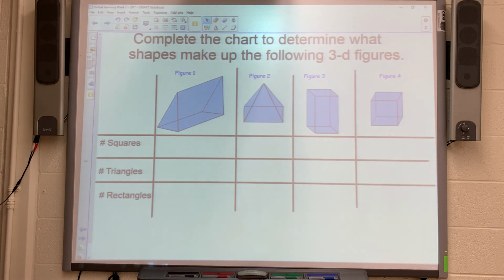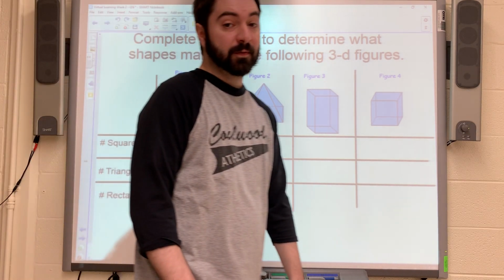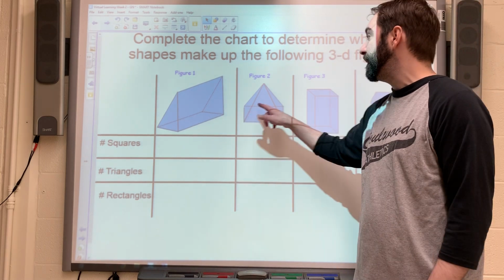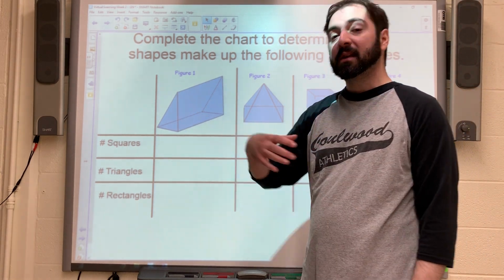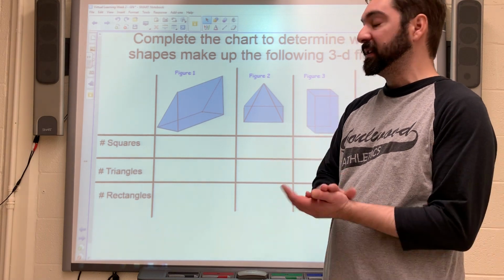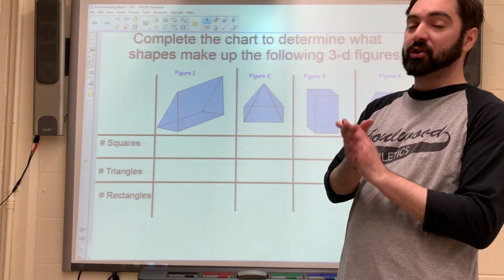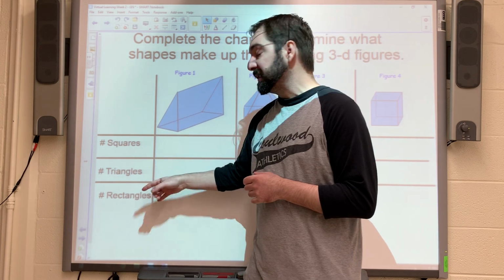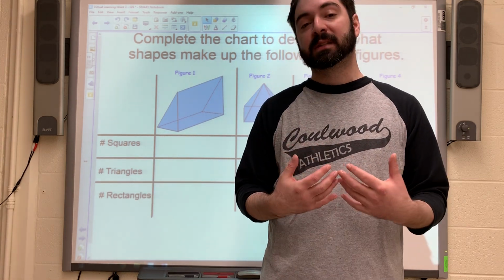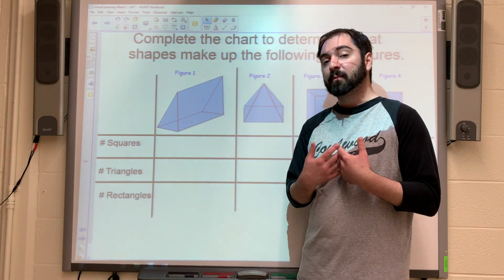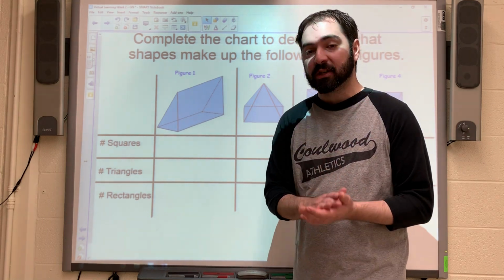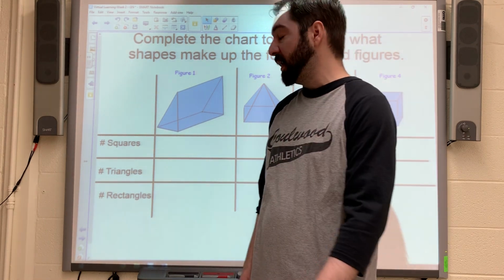What shapes do you see that make up these 3-dimensional figures? The first thing is knowing your 4 different shapes will go a long way, because what's true about these is often what's true as far as the number of squares, rectangles, and triangles. Now, squares and rectangles without dimensions is a little bit debatable, because some people might see it as a square, some might see it as a rectangle, but as long as you're seeing it as a 4-sided shape, that's kind of the takeaway from this part.